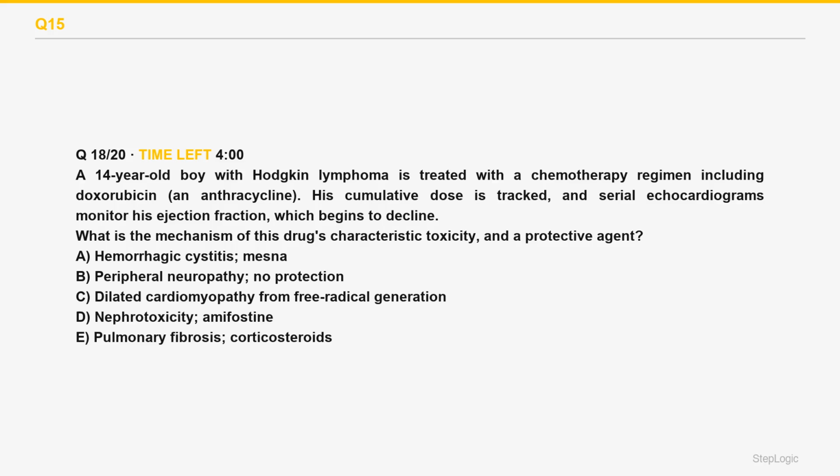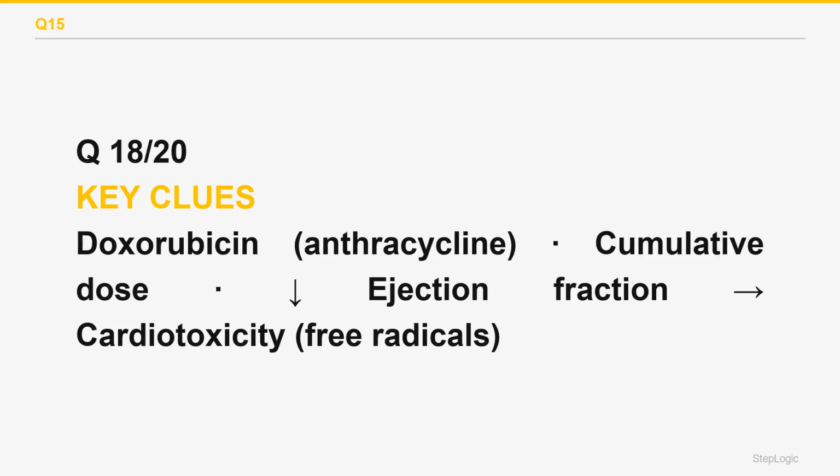Read the command: mechanism of doxorubicin toxicity and protective agent. Anthracycline, declining ejection fraction, dose tracked, dilated cardiomyopathy from free radicals, protected by dexrazoxane. Doxorubicin and the other anthracyclines have a signature dose-dependent cardiotoxicity. The mechanism is generation of free radicals, reactive oxygen species, within cardiac myocytes, which lack robust antioxidant defenses.